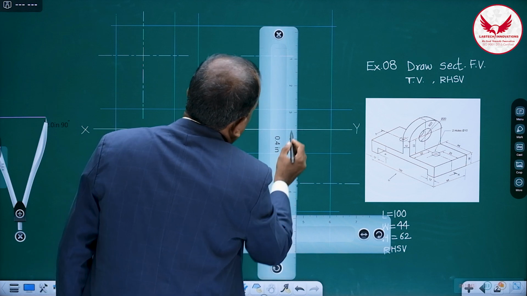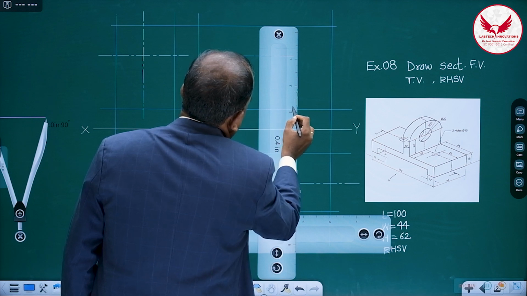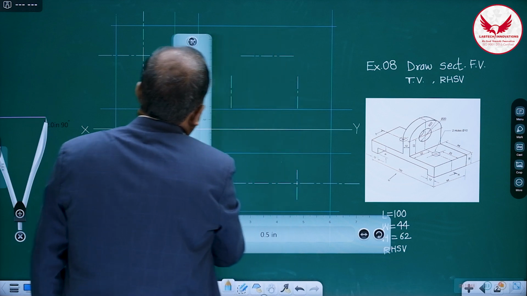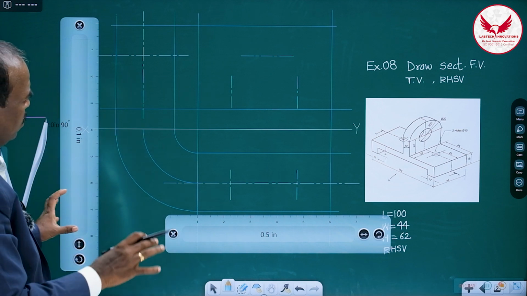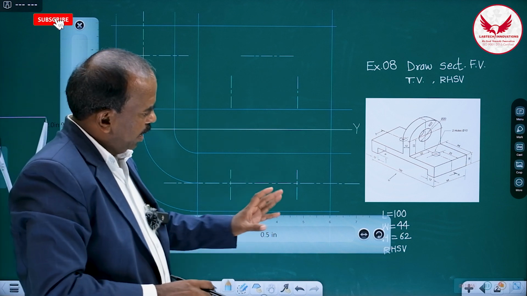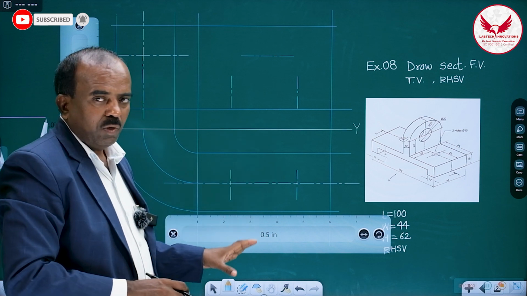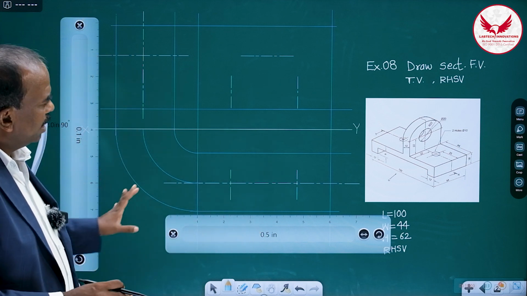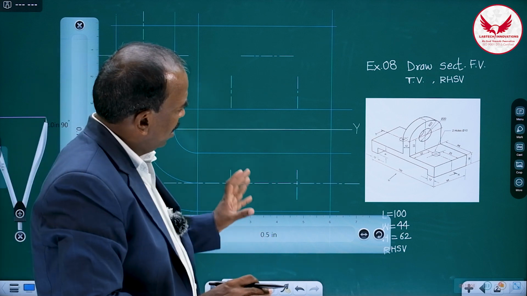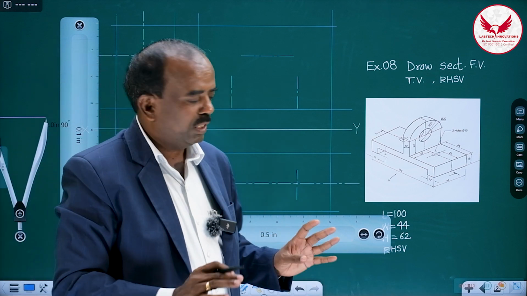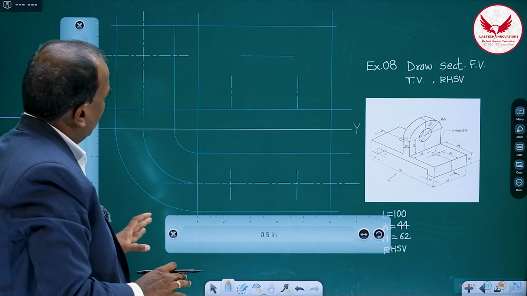So in orthographic views, if you follow such techniques, then the problem will become very interesting and very simple. What I did: I initially took all the dimensions, then marked the 3 blocks for 3 views, and afterwards the center lines. It is my way of teaching that I always teach orthographic views using the center lines, and probably it is one of the best ways.